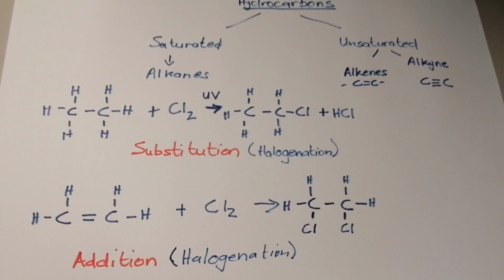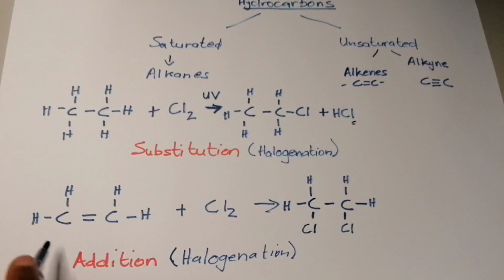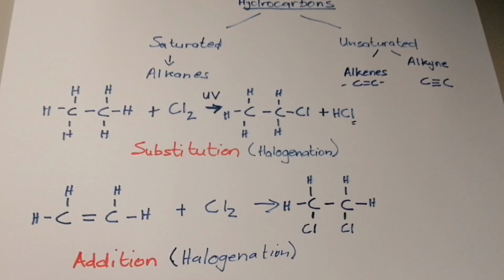So these are the type of reactions that alkanes or alkenes tend to undergo. So you must just note that alkanes, when they react with halogens, will undergo substitution reaction. And by the way, please just note that we've got a byproduct, and then alkenes undergo an addition reaction, and in this case there was nothing that was formed there.